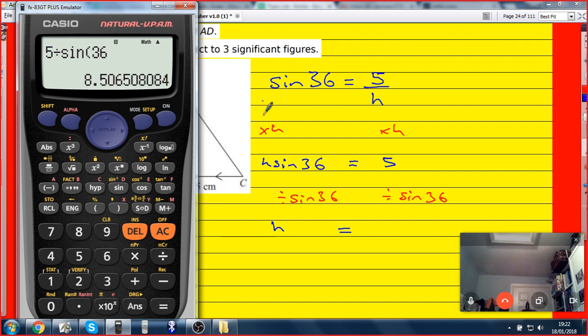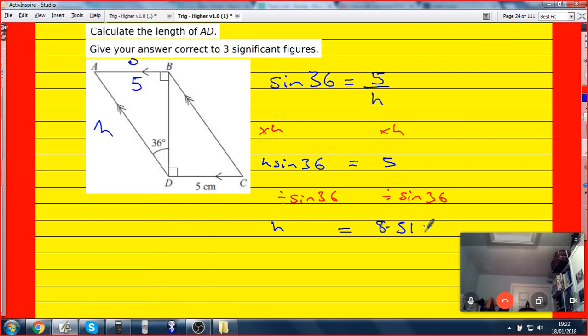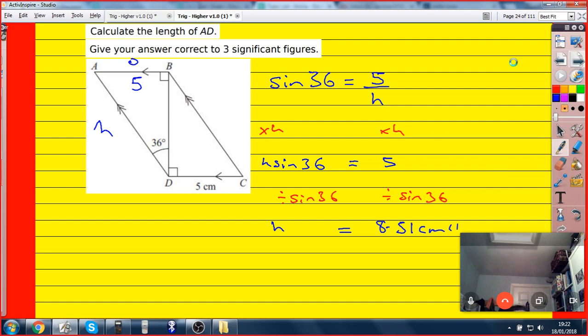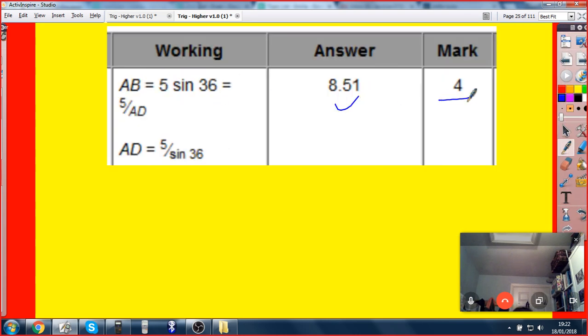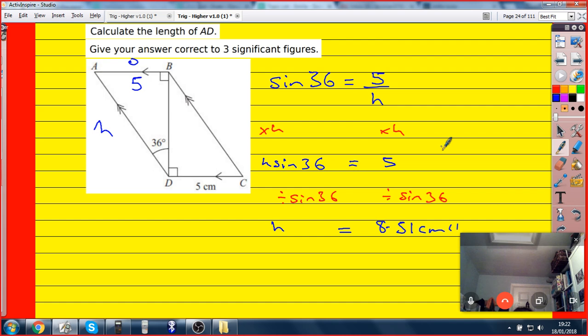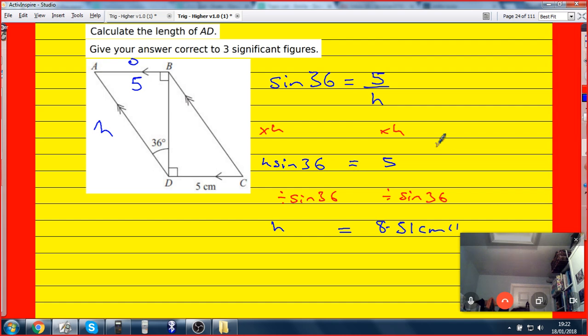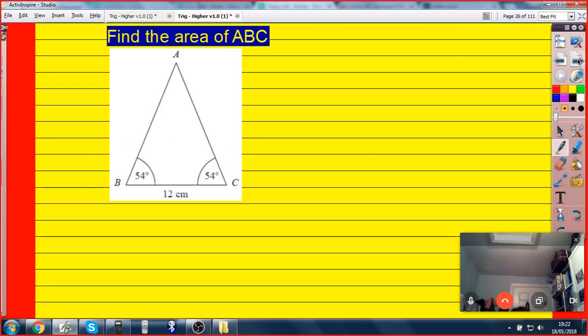3 sig fig. 8.5. Is that right? 8.51. Yeah. Sorry, I had to cut out for a sec. So the hypotenuse is 8.51 centimeters, and that is 4 marks. Any questions there? No. Okay.